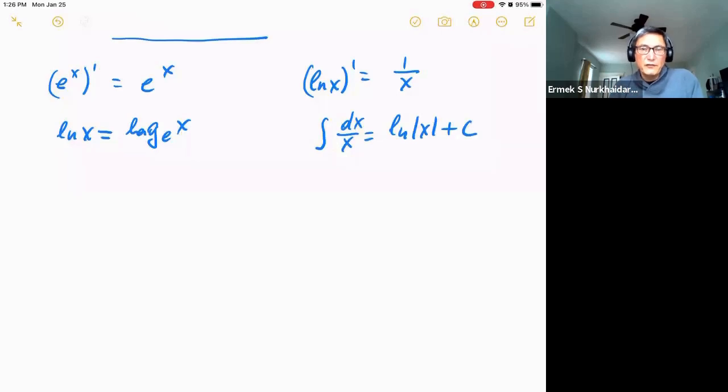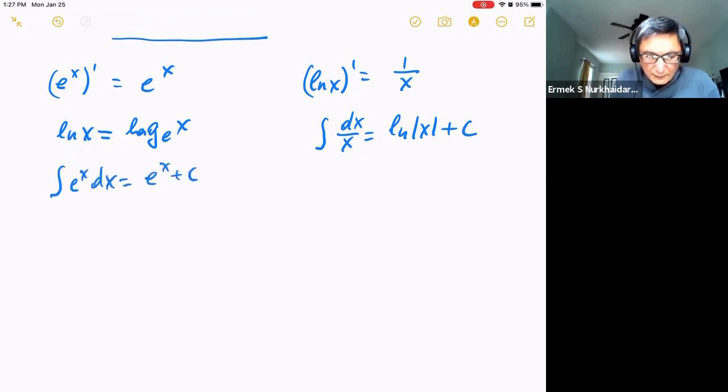So that's the formulas which we got the last time. And now we'll do some derivatives, some integrals using this, maybe 4 formulas if you also take into account that the antiderivative of e to x equals e to x plus c.